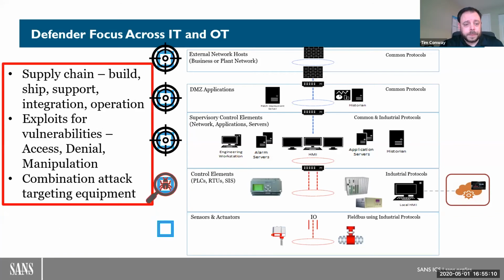Moving down into the devices themselves, if you're not getting to them from above, from the higher layer networks at the launch points, potentially having some supply chain issues, either on the build, on the ship, on the support, integration and operation. A number of things are being talked about around the world in this phase currently, especially when additional communication channels exist. Looking for those exploits, potentially trying to cause an access event, a denial of service, or specifically manipulating what the device is doing based on system conditions.